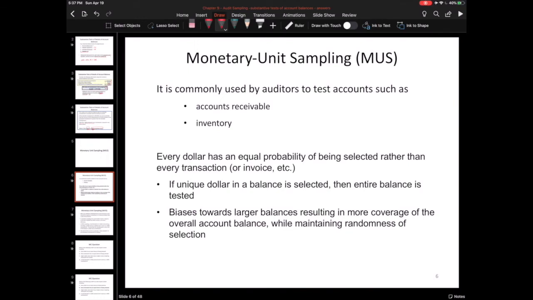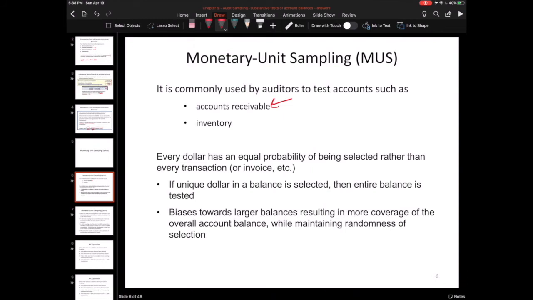I will tell you guys from personal experience, what I saw MUS used for in practice was AR, and specifically for selecting AR confirmations, like which accounts receivable accounts are we going to send out to be confirmed. Inventory, I did not really see MUS being used, and I feel like if it were commonly used in practice, I most likely would have seen it, because since all my clients were manufacturing, inventory was always a very, very significant account, and we always did a ton of testing of our inventory. So it seems like maybe MUS isn't quite so commonly used for inventory, but I definitely saw it pretty frequently being used for AR.